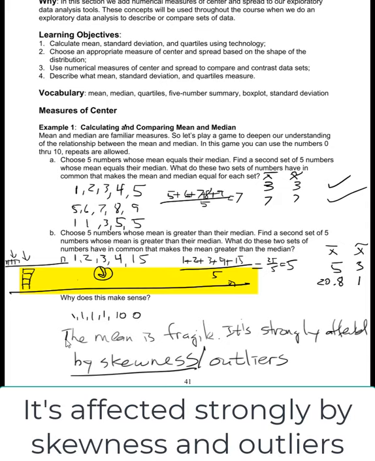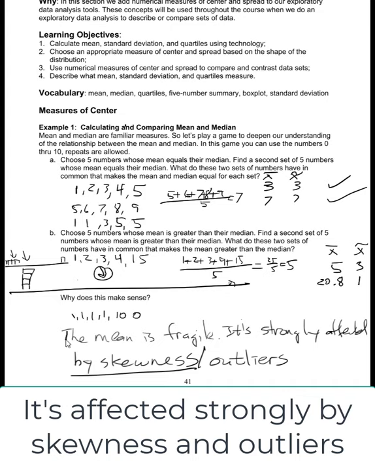So this example, I gave an outlier. Was the outlier big or small? It was a big outlier. Did it make the mean bigger or smaller? It made the mean bigger. If the outlier was smaller, what do you think the mean would do? Yes, the mean would get smaller.